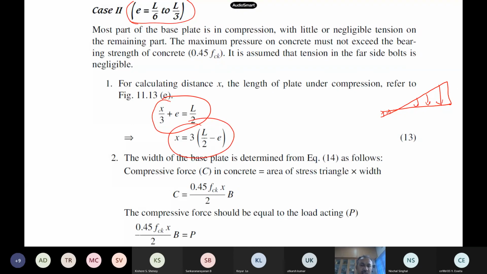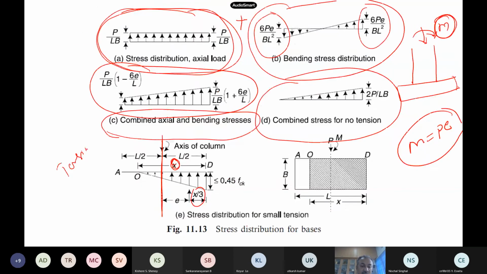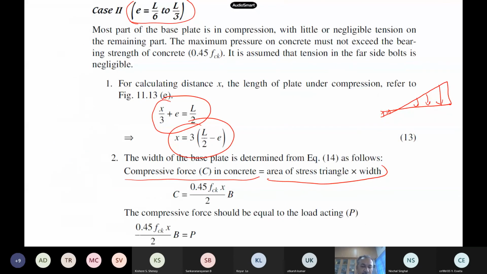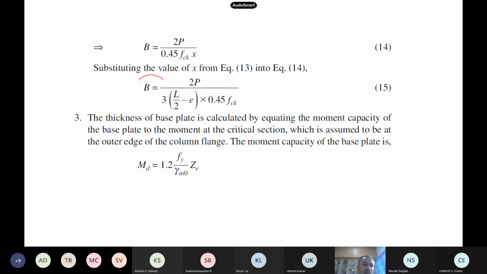Then the width of the base plate you can find out like this. The compressive force in the concrete is the area of the stress triangle into the width. That is, you find out the area of this triangle. If you equate this, you will get B. So once you solve for B using this expression, then the thickness you find from the bending moment criteria, that is B t square by 6, and then you solve for the thickness.